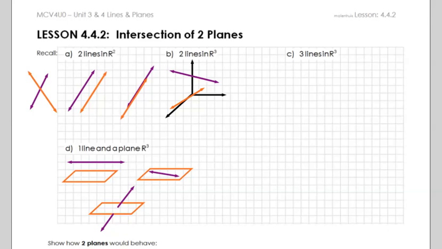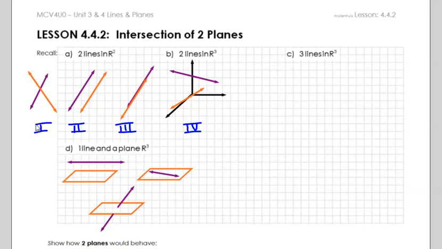Let's do a quick recall. How do two lines interact in 2D and 3D space? There are 4 cases. Cases 1, 2, and 3 exist in 2D and 3D space, but case number 4 only exists in 3D, and that's the one with the skew lines.